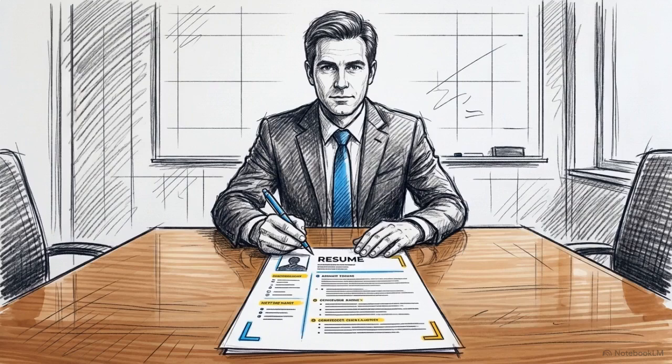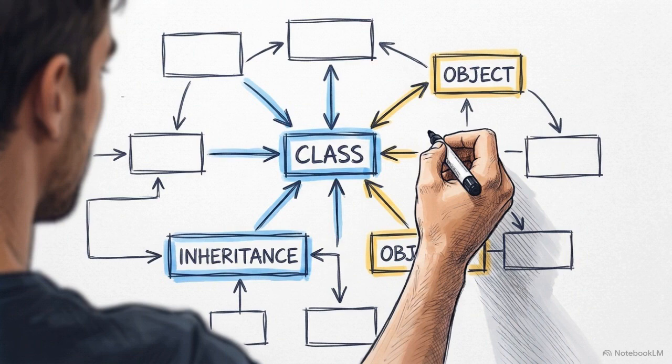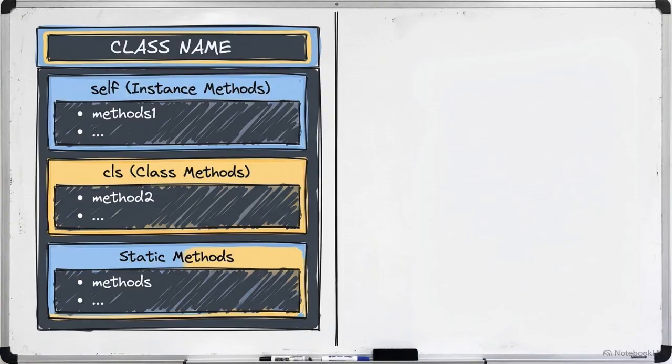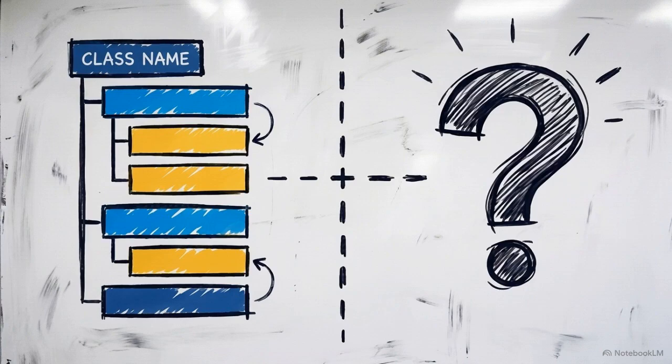Walk into a mid-level engineering interview involving Python, and the conversation will eventually turn to object-oriented programming. Take a look at this class. On the left, we have three distinct method types. On the right, the prompt is simple. Explain the execution difference between them.